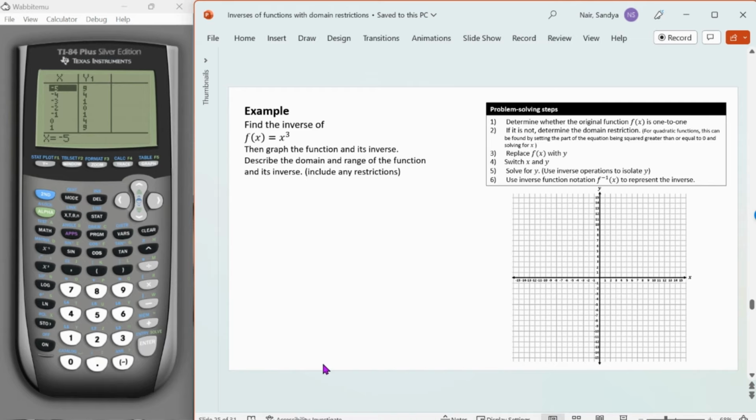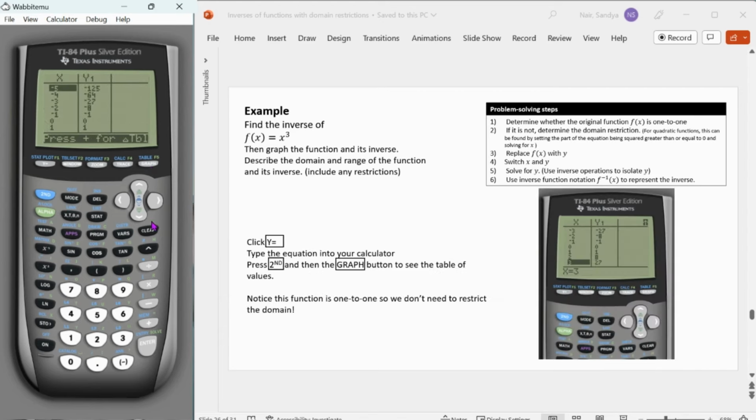So now let's try this example. Let's try finding the inverse of f of x equals x cubed. So this is a cubic function, right? It's a little bit different than our quadratics. So first we're going to figure out if this original function is one-to-one. So I'm going to go to my calculator and type x cubed. Okay. And when I look at my table of values, notice that this function does not have any repeated y values, right? You can keep scrolling forever in the negative direction or forever in the positive direction, but you're not going to see any repeated y values. So this is a one-to-one function, so I don't have to worry about domain restrictions.